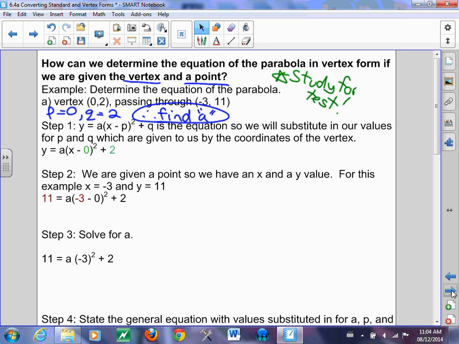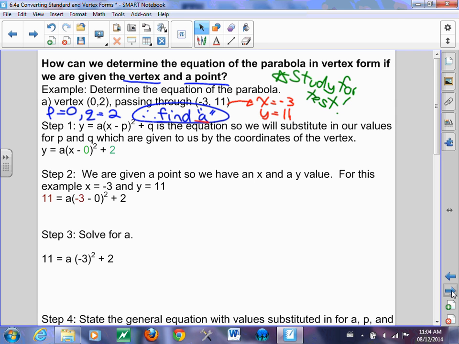What we can do, folks, is if we're given an ordered pair, we can sub that in as an x value being negative 3 and a y value being 11, and then we can find A. After we have subbed that in, the only variable left to solve is going to be A, so you're going to solve for A. Then the last step is to put A, P, and Q into the formula.